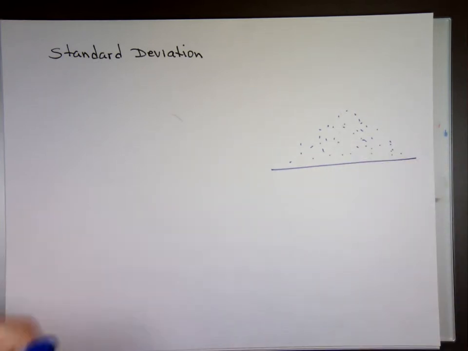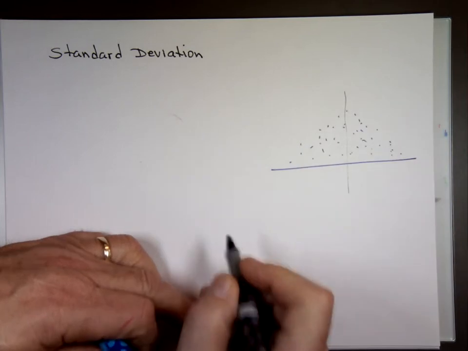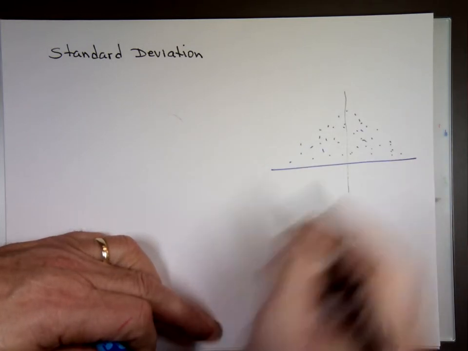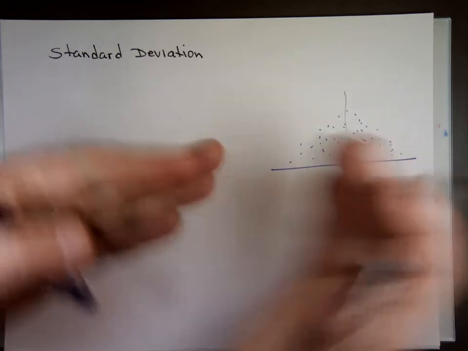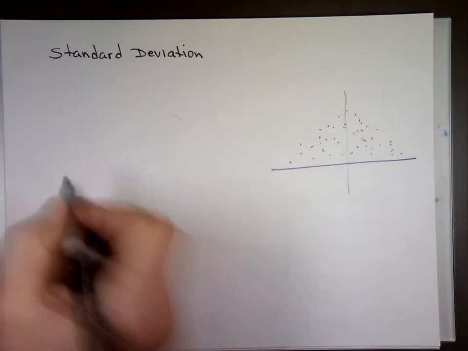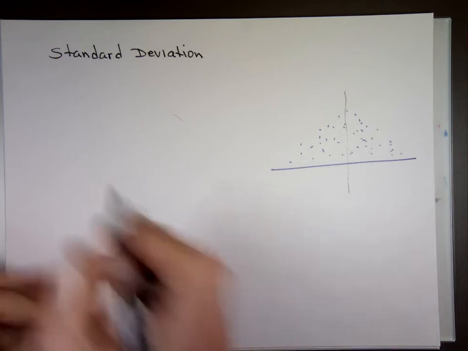That's what my result looks like. This is the average, the mean. And how far are these dots from the mean? That's the standard deviation. The smaller the number, the smaller the standard deviation value.